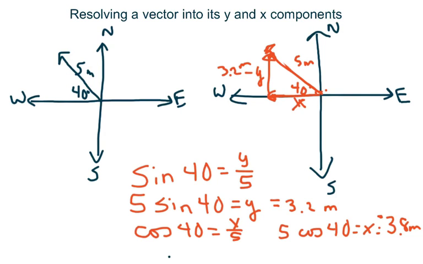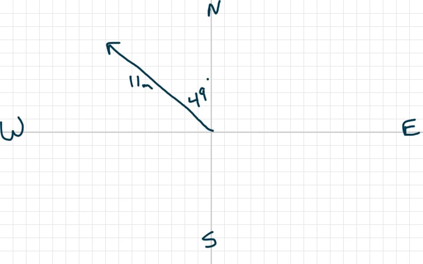The next one we're going to do has a little issue, so let's talk about it. We have one like this: 11 meters at 49 degrees west of north. Basically, if I do this, and let me do it from here, with sine and cosine, let's look at this.